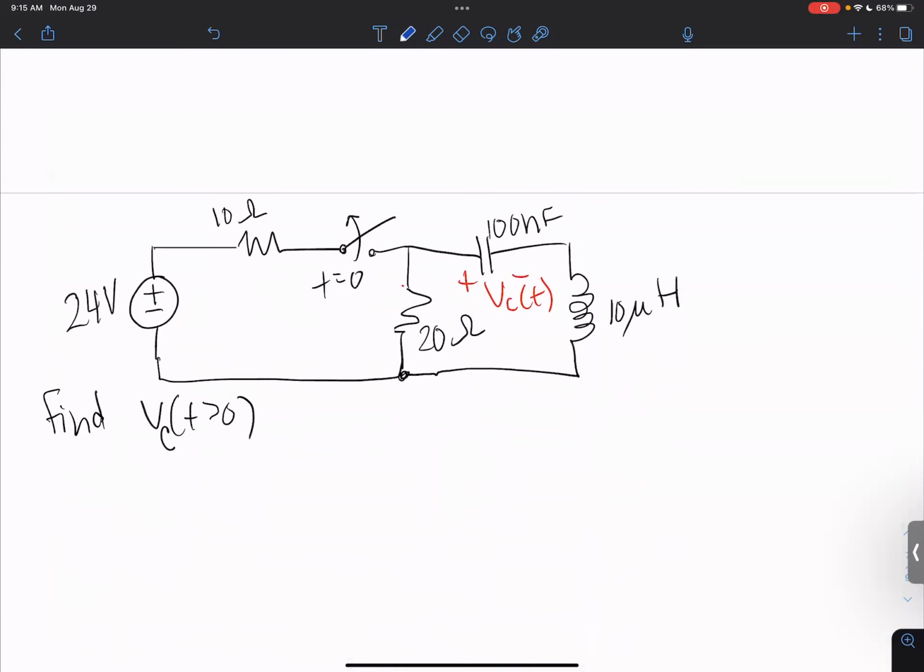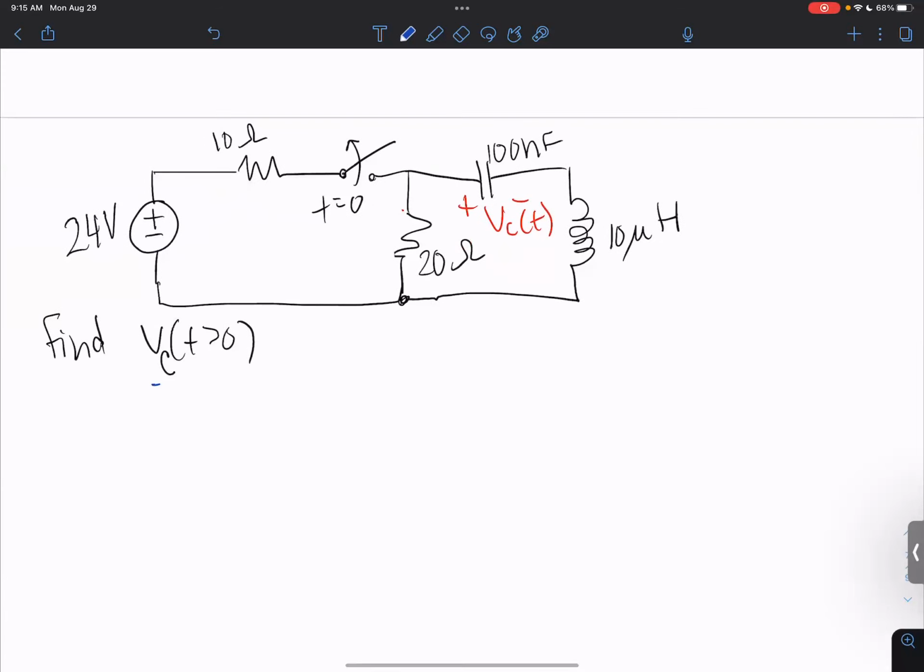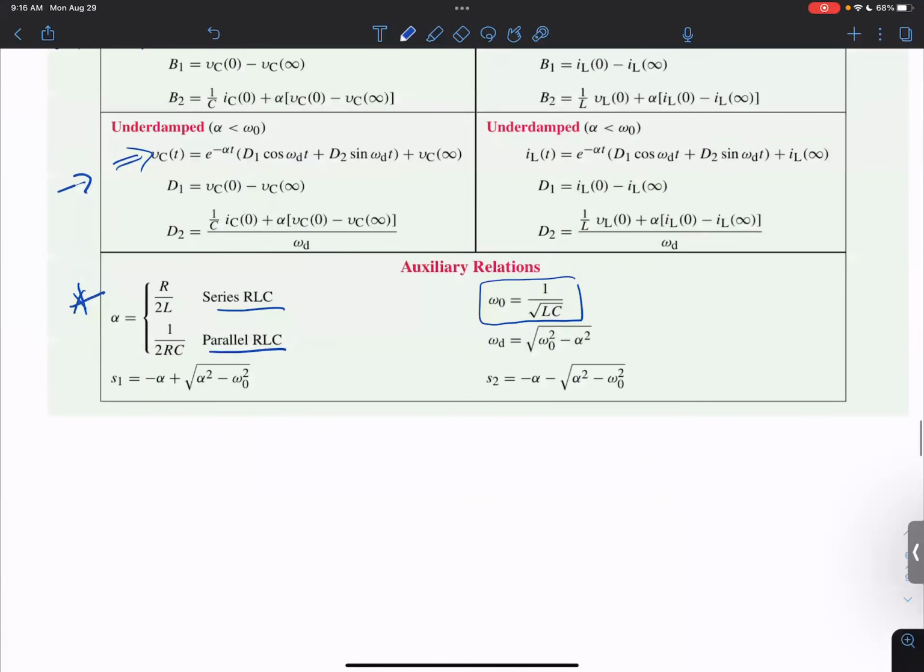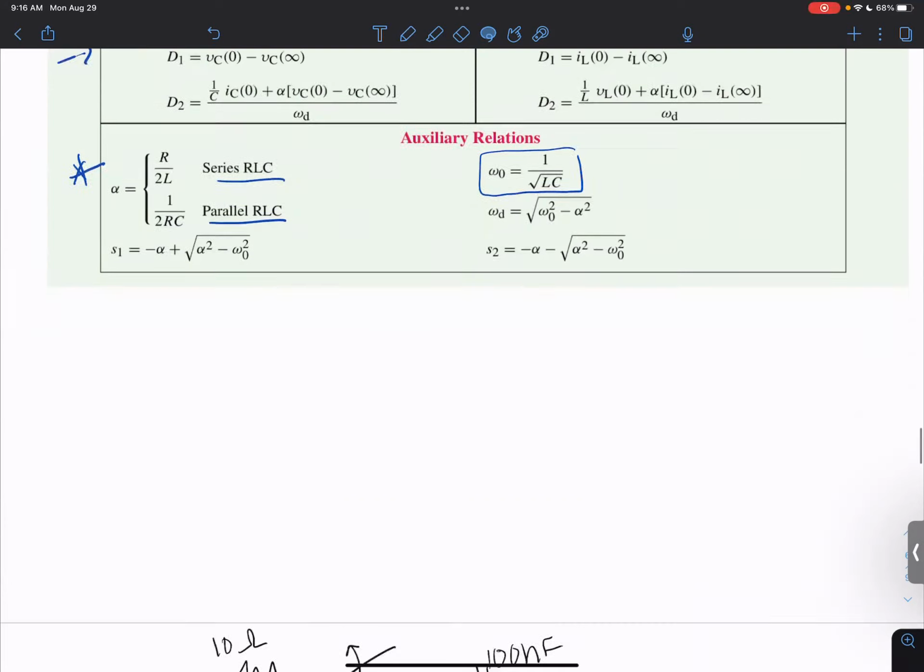So here is an RLC circuit, and we want to find VC at time greater than zero. The switch has been closed for a really long time and then opened at time zero. So the first step is that we want to find alpha and omega naught. And so first, do we have a series RLC or a parallel RLC? We have a series RLC. So we are going to use this equation for alpha.